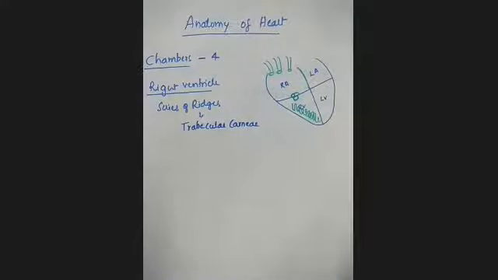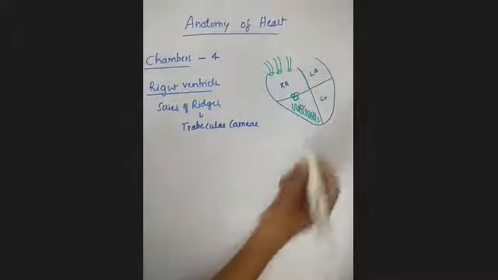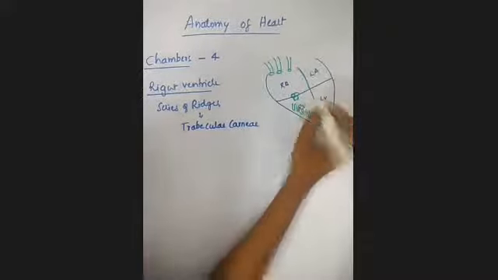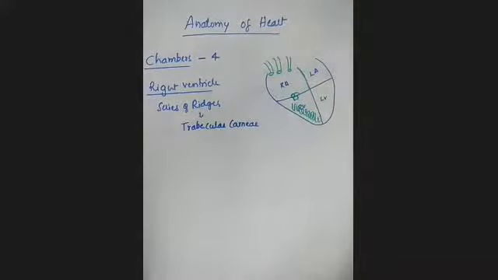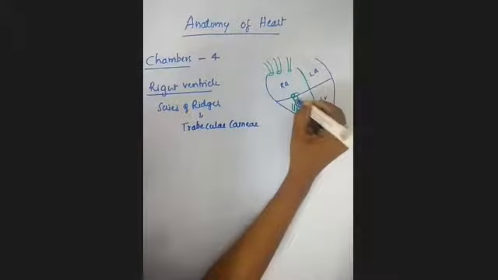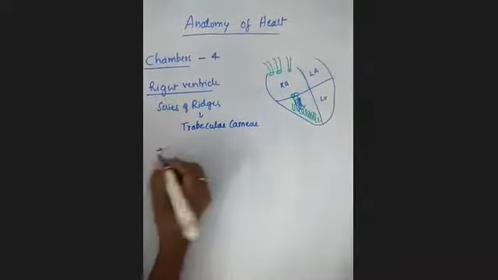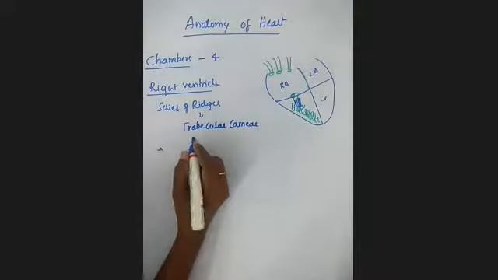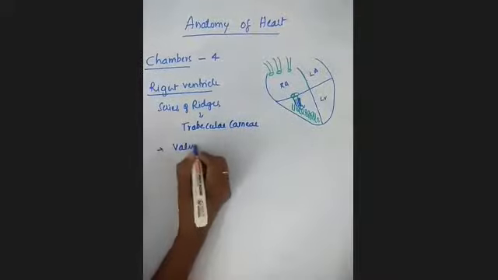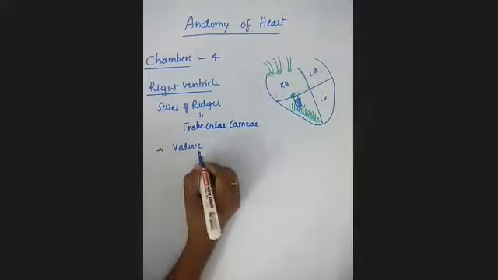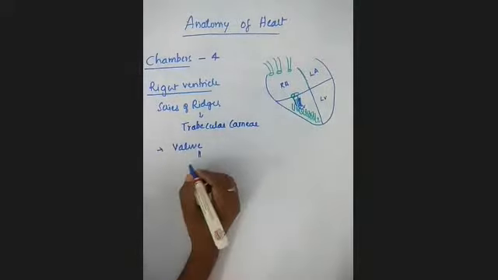And if you see the cusps of the tricuspid valve, they are connected to the chorda tendineae, these thread-like structures. This we will call the chorda tendineae. So the cusps of the tricuspid valve are connected to what? That is the chorda tendineae.